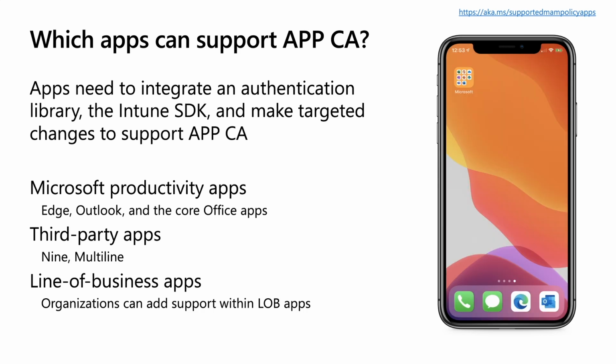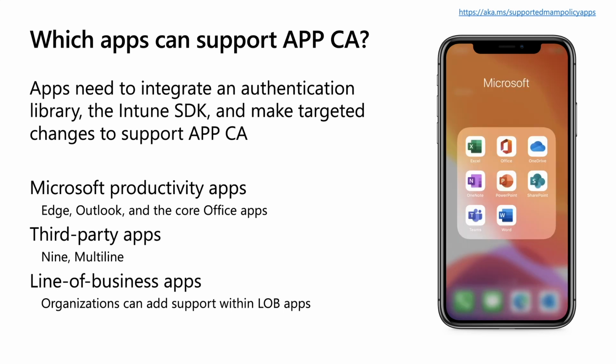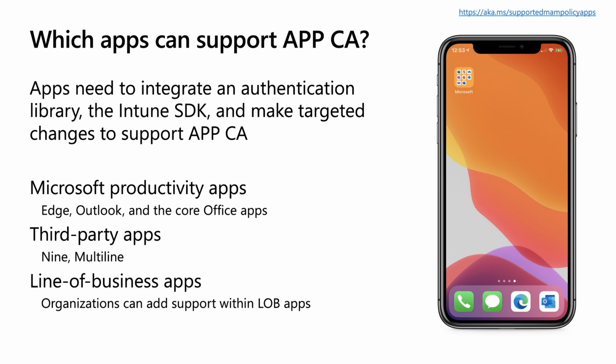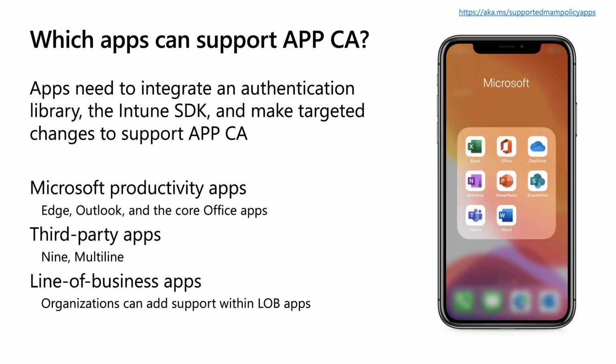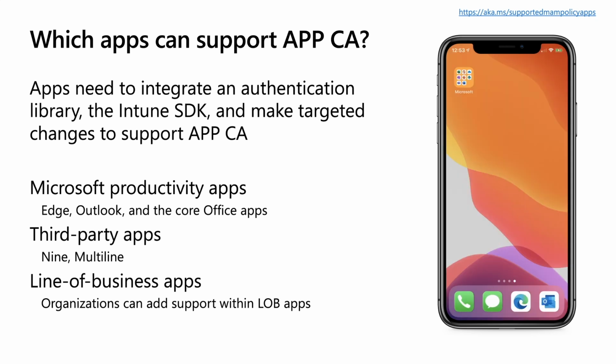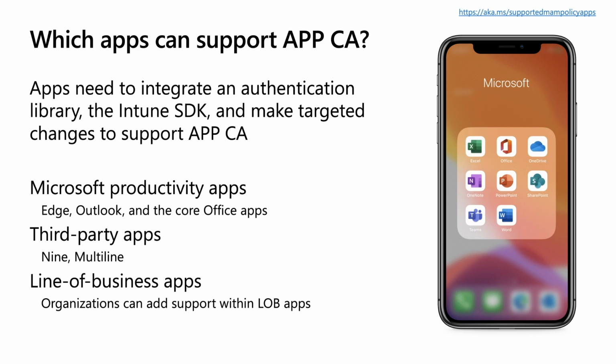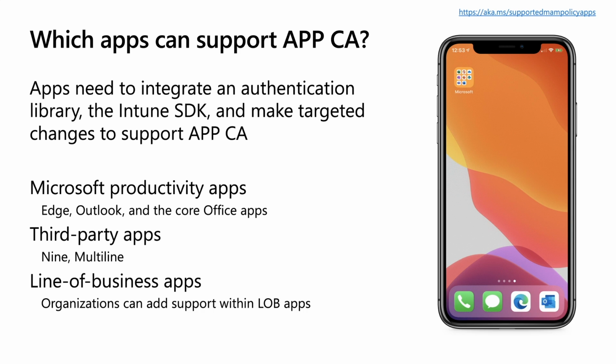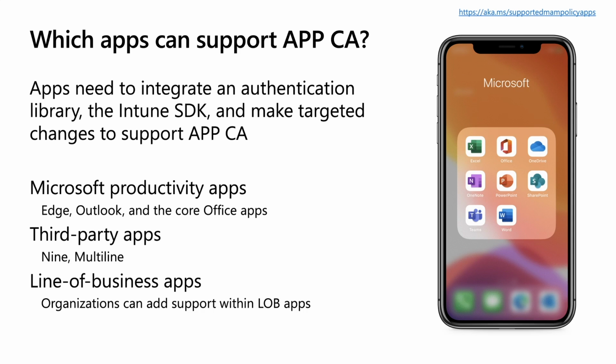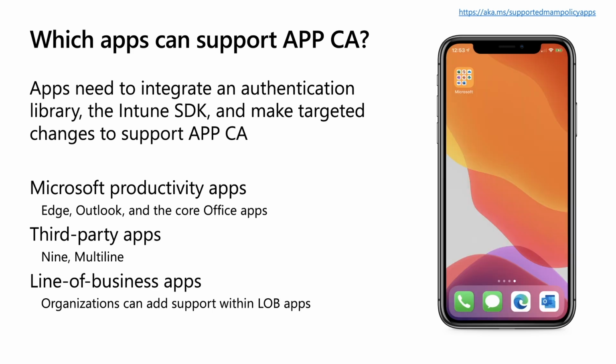You may be wondering which apps support require app protection policy grant access control. The good news is that the majority of the Microsoft productivity apps support this. This includes Edge, OneNote, OneDrive, Outlook, Office, Word, Excel, PowerPoint, SharePoint, Teams, and others. Likewise, we also have support with several third-party apps. And of course, you can integrate this with line of business apps as well. All you have to do is integrate the Intune SDK. For more specific information on how to take advantage of the grant access control with your line of business apps, check out our Intune SDK integration documentation on docs.microsoft.com.